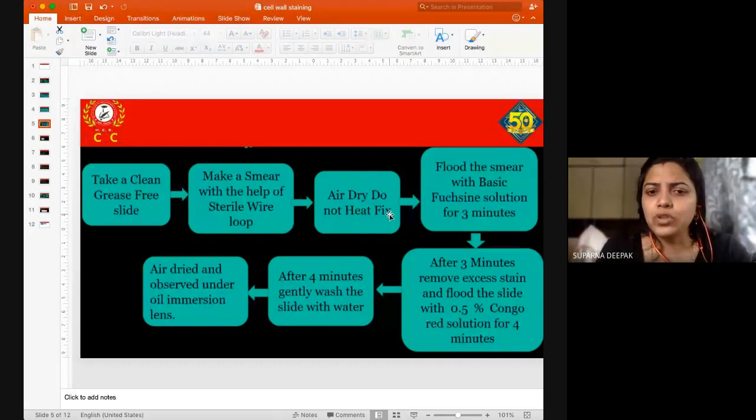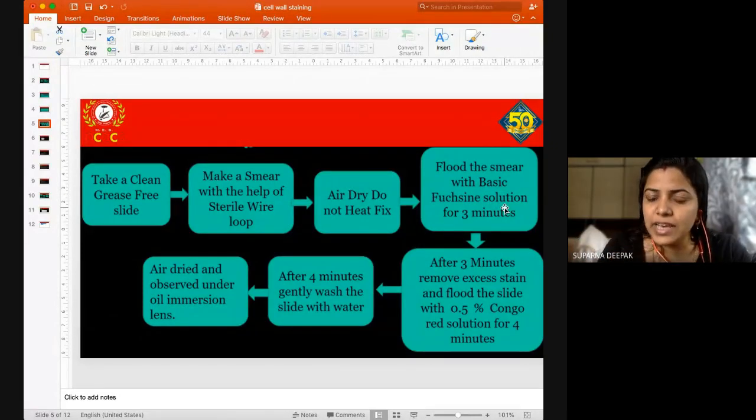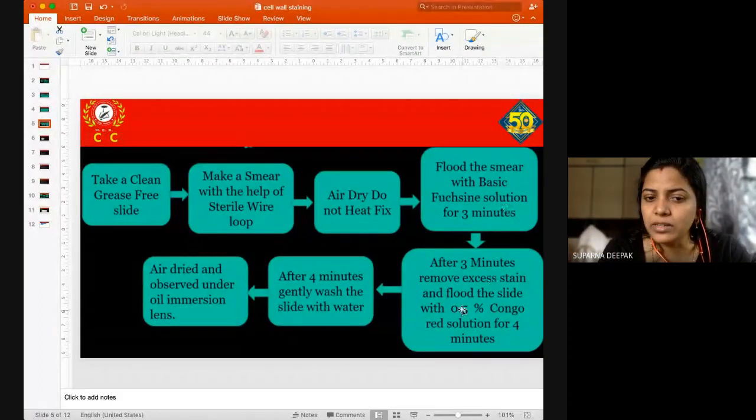Okay. So once the slide is dried up, you have to flood the smear wherever you have made your cells. There you have to put basic fuchsin solution for 3 minutes. After 3 minutes, you remove the excess stain, and you don't have to give any wash over here. On that only, you will add the Congo red solution for 4 minutes.